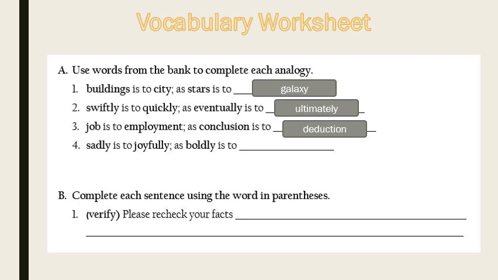Four here, sadly is to joyfully. So as you see, sadly and joyfully are antonyms, opposite words. So here I have to find an opposite word to boldly, okay? Boldly means without being cautious, so the opposite of it is to be cautious, to be aware of it. So as boldly is to conservatively, okay? Now we move to exercise B.